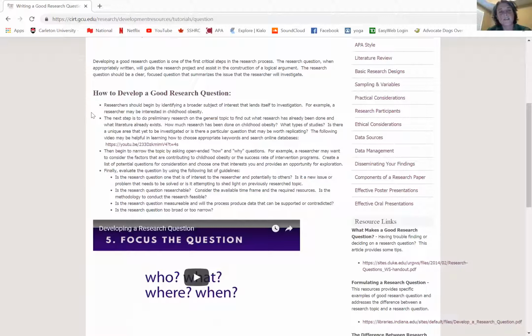And here it guides us through a process of starting with a broader subject. We're looking at homelessness, transitions to housing. And then we start to get into looking at some of the literature on these topics. But then we start narrowing our topic and asking how and why questions. So if we're looking at our program, we want to see what the factors are that contribute to successful transitioning to housing, and also maintaining housing, and what does it mean to have a successful transition to housing? So how do we measure that?